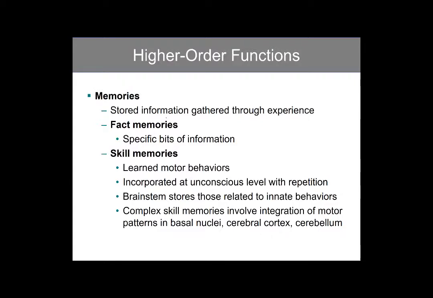Memories are stored information gathered through experiences. Fact memories are specific bits of information such as the color of a stop sign or the smell of a perfume. Skill memories, on the other hand, are learned motor behaviors. You can probably remember how to light a match or open a screw top jar, for example, and we do that through repetition. Skill memories through repetition become incorporated at the unconscious level.